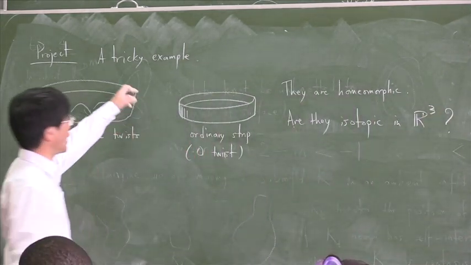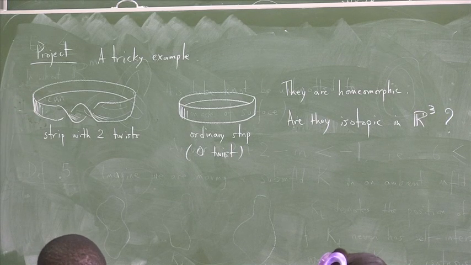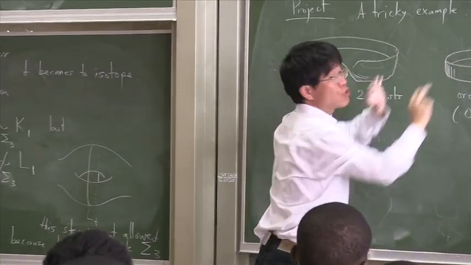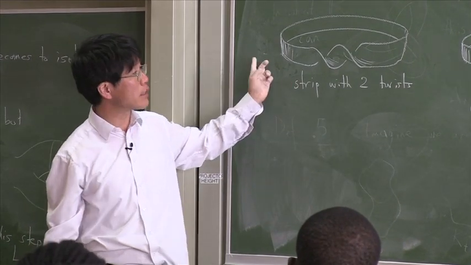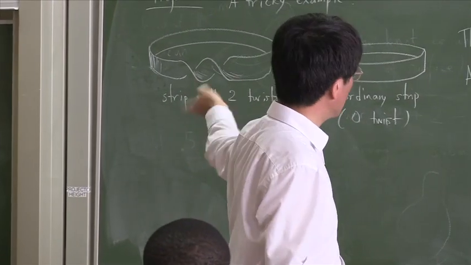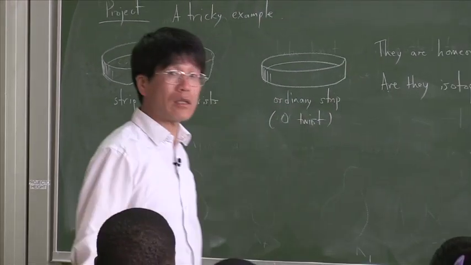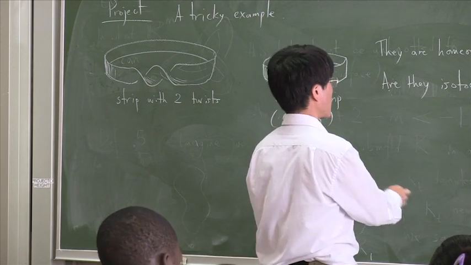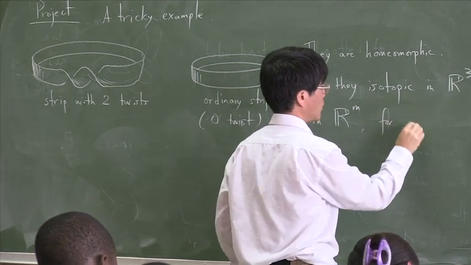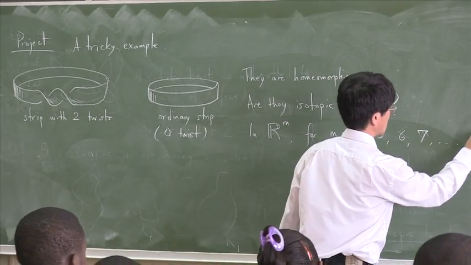In other words, can you make this from a sheet of paper or sheet of rubber, if you like, and by twisting and so on, but never tearing it, cutting it, bring it into this shape? Who thinks you can? Who thinks this is isotopic to this in R3? Raise your hands. Who thinks that they are not isotopic to each other in R3? I hope everyone thinks so. And of course they are not isotopic. Answer is no. In Rm, for m equal to 4, 5, 6, 7, etc.